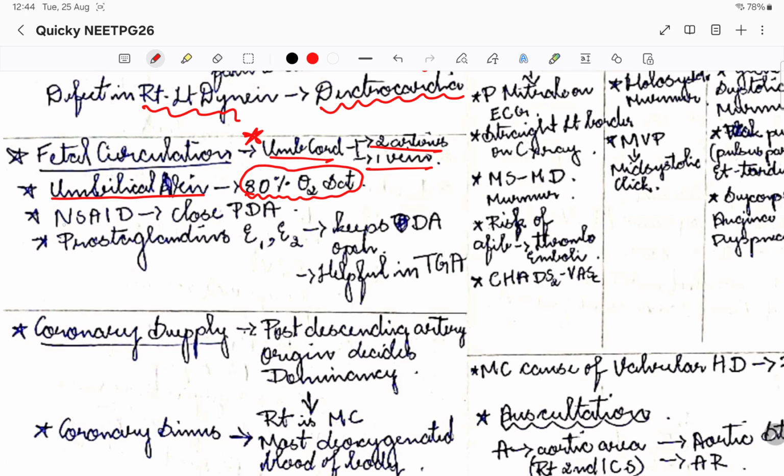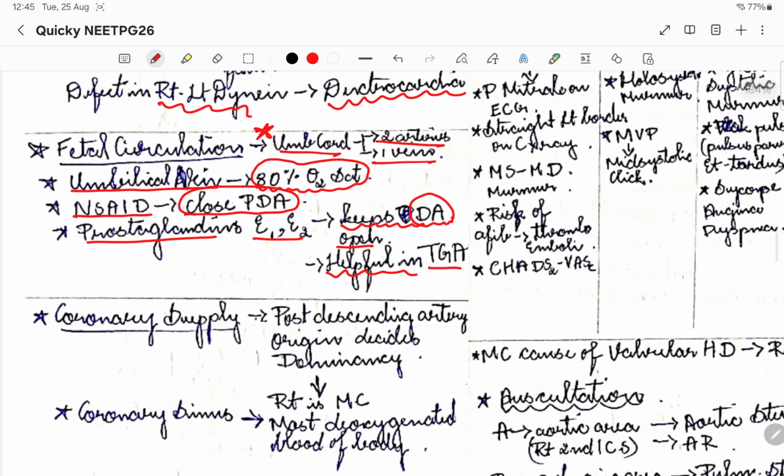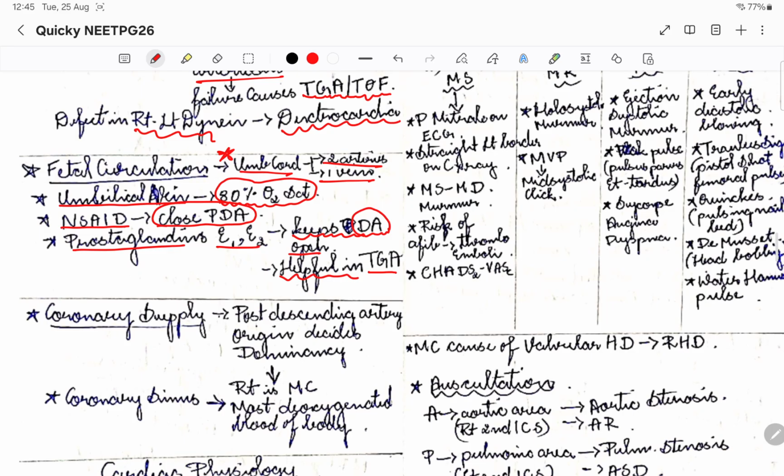Then there are other important points: NSAIDs will close the PDA. In patent ductus arteriosus, we can use NSAIDs to initiate closing of the PDA. Prostaglandins E1 and A2 keep the PDA open, meaning in certain cases, for example transposition of great arteries, we have to keep the ductus arteriosus open to reduce the cyanosis. This is where prostaglandins might be helpful. Please remember these 2 points: NSAIDs will close it, whereas prostaglandins will keep the ductus arteriosus open.